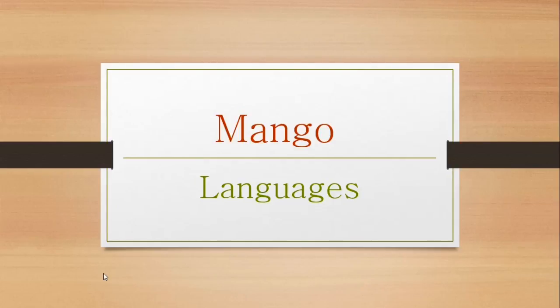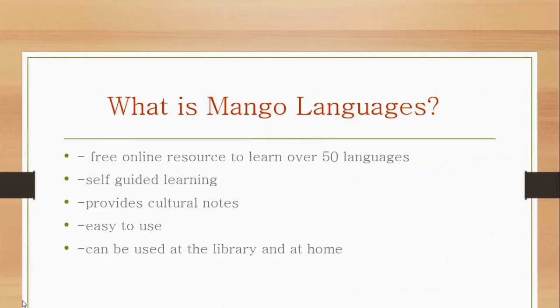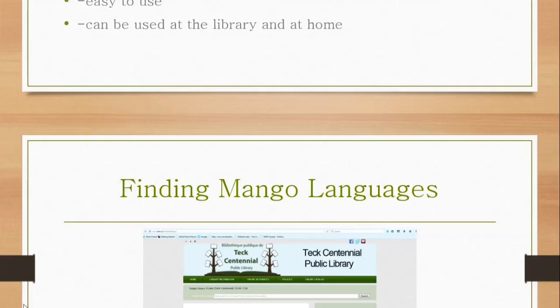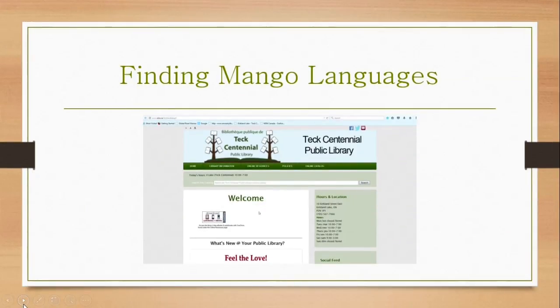Mango Languages is another free online resource at Tech Centennial Library that you can use. All you need is your library card. You can learn over 50 languages through Mango Languages. It's free, has self-guided learning, provides cultural notes to help you learn why they say different things. It's easy to use, and you can use it at home or at the library.